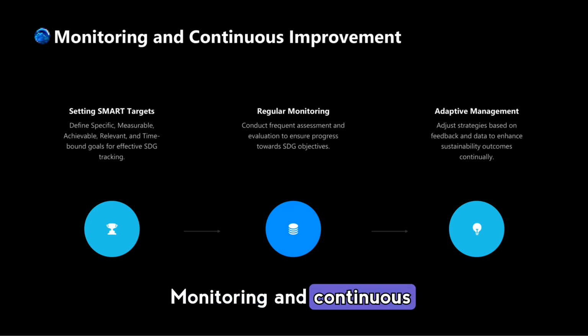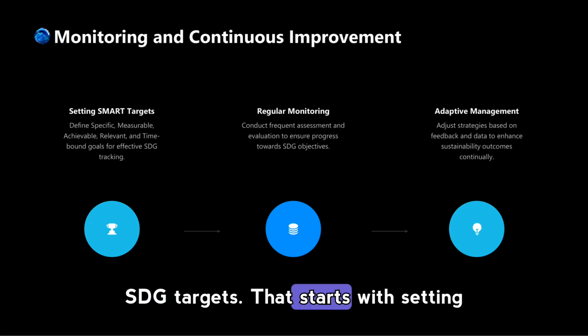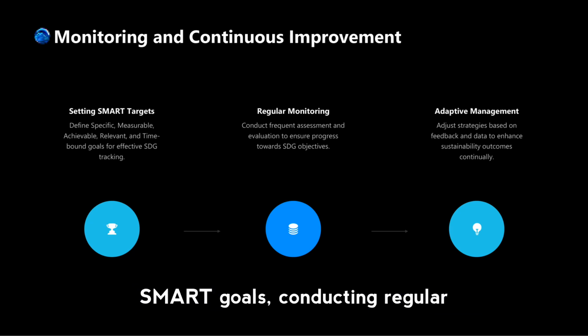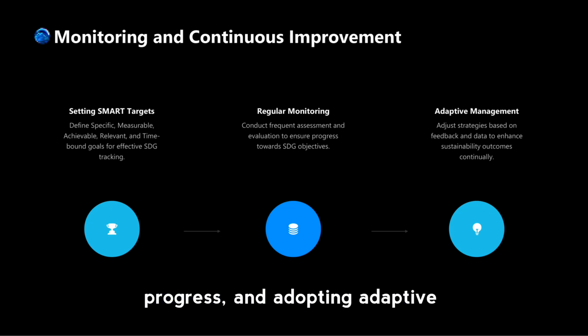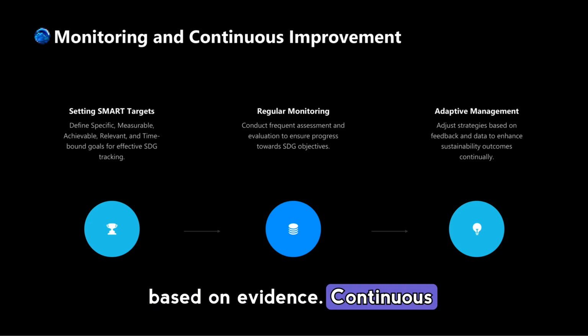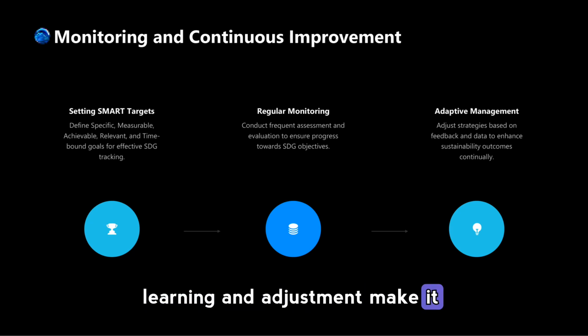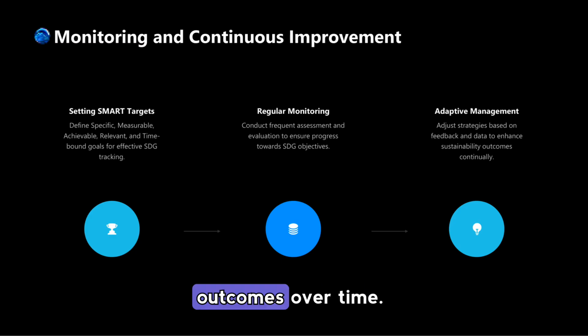Monitoring and continuous improvement are essential to reach SDG targets. That starts with setting SMART goals, conducting regular monitoring and evaluation to track progress, and adopting adaptive management so strategies evolve based on evidence. Continuous learning and adjustment make it possible to respond effectively to changing conditions and improve outcomes over time.